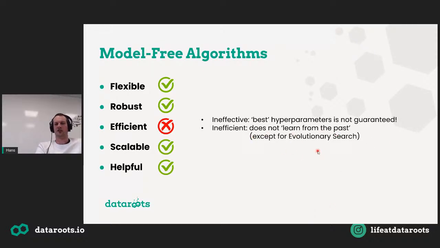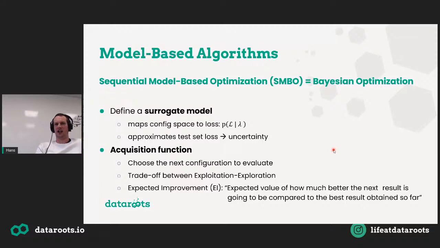Okay, evolutionary research does it a little, but still it just points you in a direction. It doesn't say how far we should go, or how much we can learn from what we've tried before. That's where model-based algorithms come in. It's basically sequential model-based optimization, SMBO, that you sometimes see pop up in the literature, and it's Bayesian optimization.